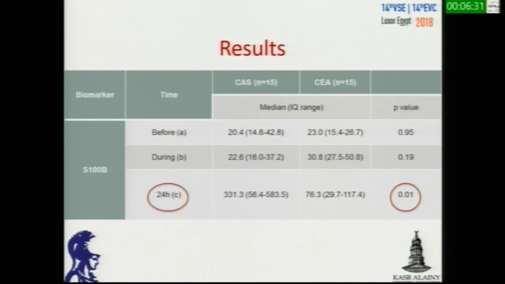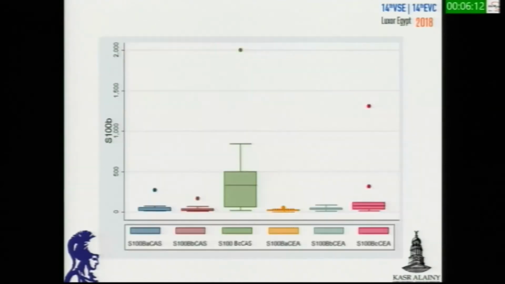We found elevated S100B protein during the procedure, but no significant difference. But the significant difference was 24 hours later, which means that this protein is released slowly and detected at high levels in the CAS group. If we look at this box plot, the first 3 boxes are CAS, the next 3 boxes are CEA, and this is before, during, after, before, during, after. We can see the significant increase of the level of S100B protein among the 2 groups.